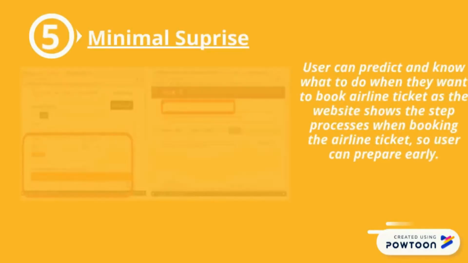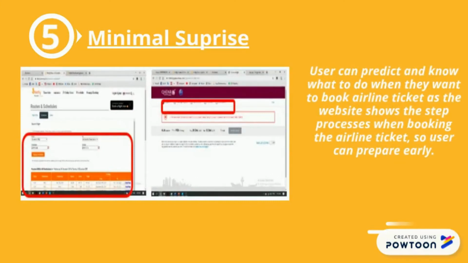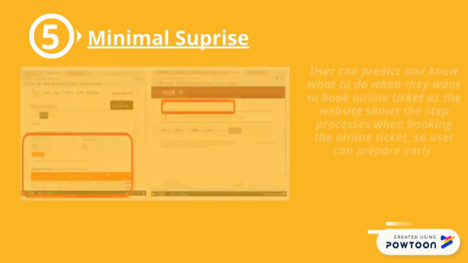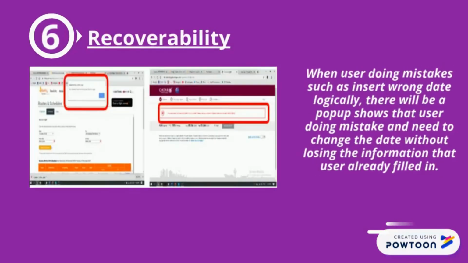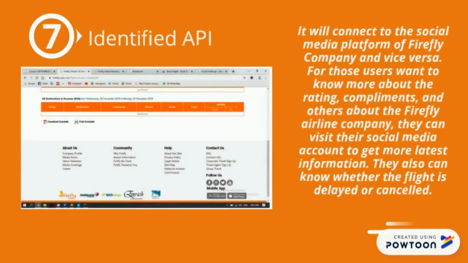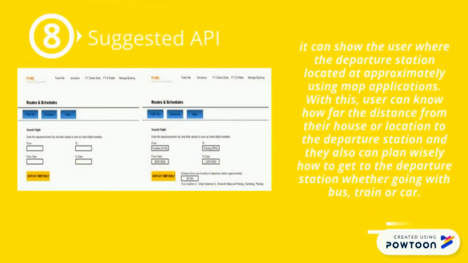Minimum surprise: the user can predict what to do when they're doing the process. Recoverability: the data will not be lost if the user makes a mistake. Identified API, which is social media API. It will connect to the social media platform of the Firefly company. Suggested API, which is geolocation API: the user will know how far the distance is between their home and the departure station.